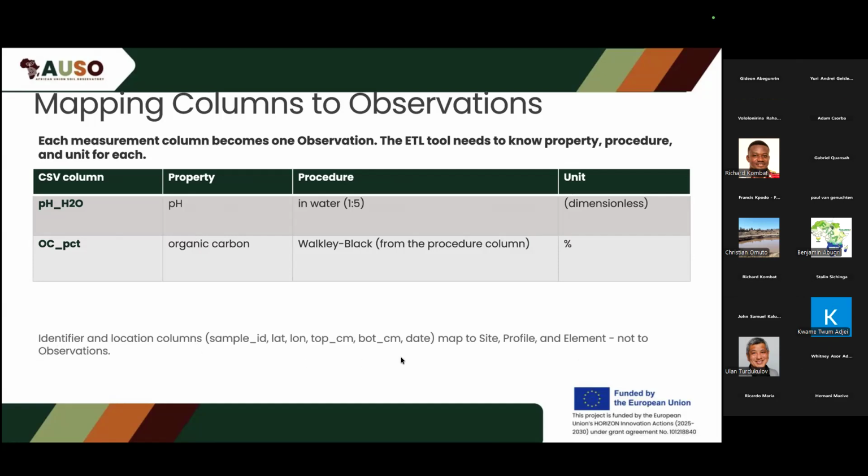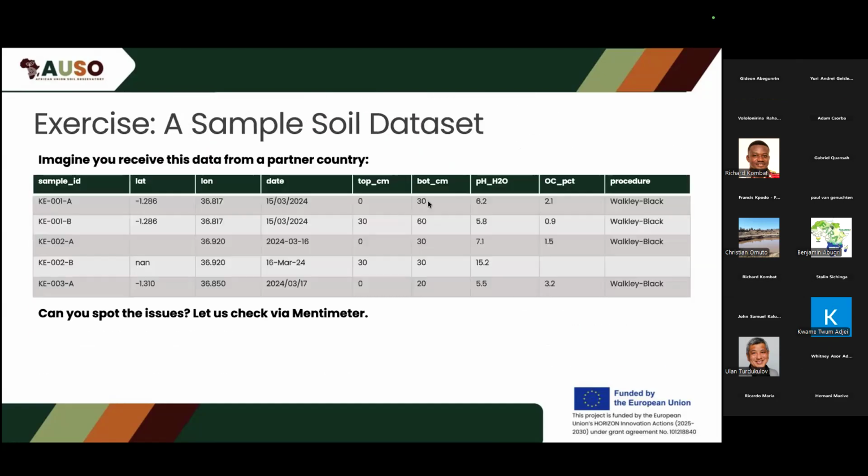And one more thing, identifier and location columns map to site, profile, and element or layer. So these are not observations. So for example, lat long, date, upper depth, lower depth, these are identifiers of the site, profile, and layers. And we map them, we need to configure them, but these are not observations.